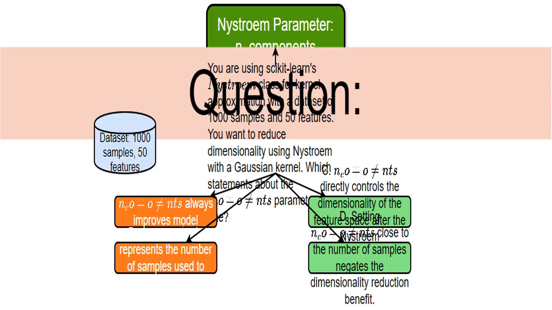The question is about understanding how the n_components parameter in the Nystroem method affects the performance and dimensionality of the machine learning model. It's a multiple-choice question testing your grasp of the algorithm's fundamentals.